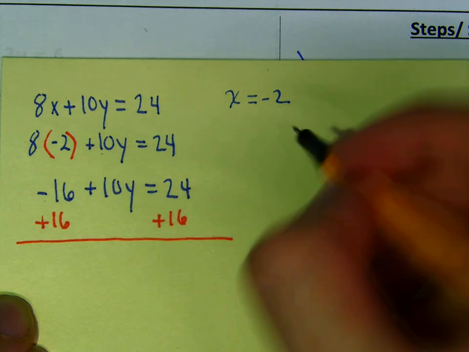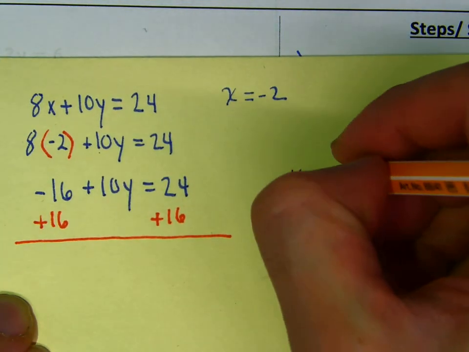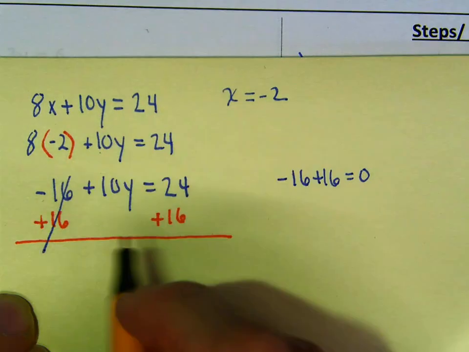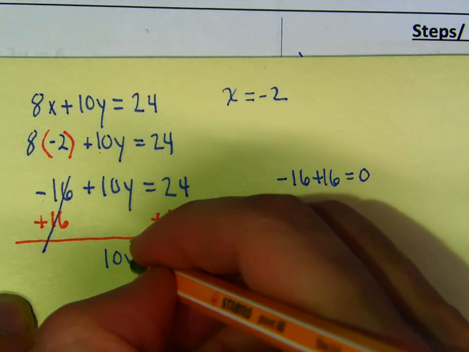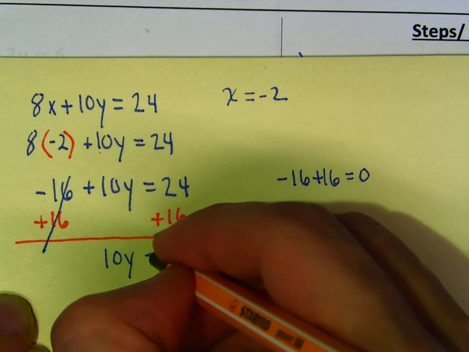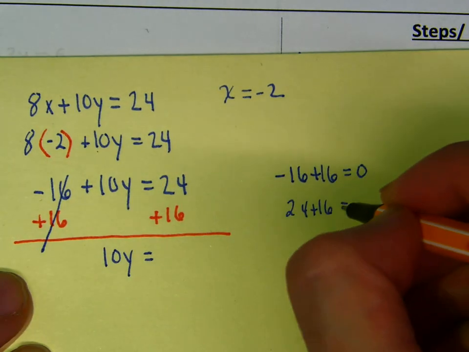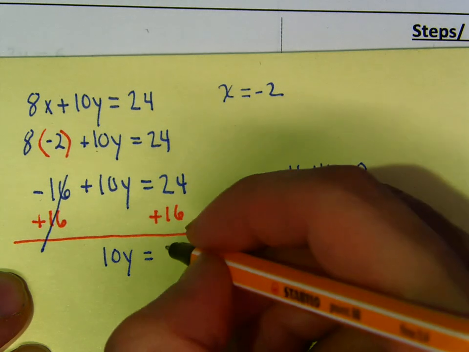So now what is -16 plus 16? That's 0, right? So this cancels. Bring down the 10y equals 24 plus 16 is 40.